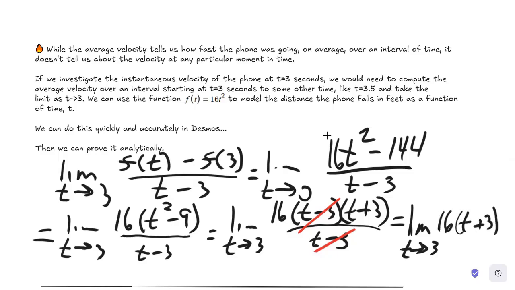Then if we let t approach 3, you'd have 16 times 6, which is 96. And again, the units would be feet per second. And this confirms our conjecture from the table that the instantaneous velocity of the phone at 3 seconds is 96 feet per second.